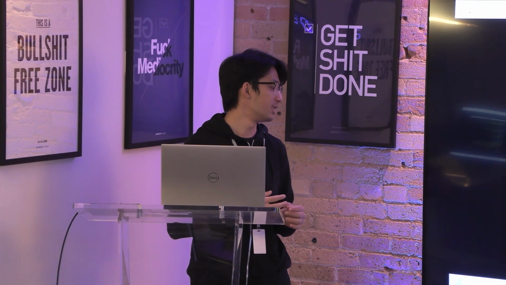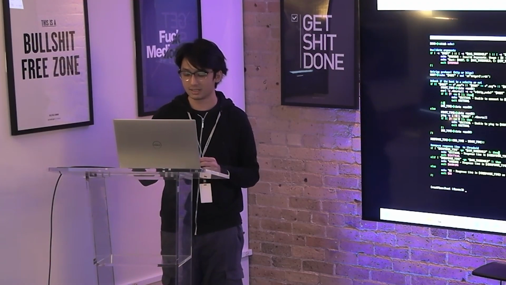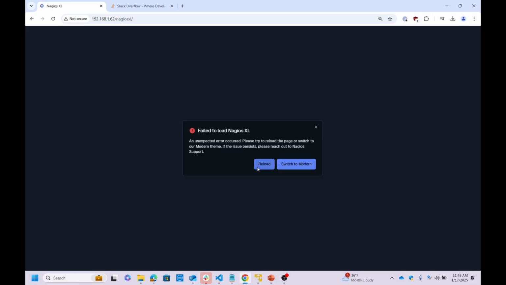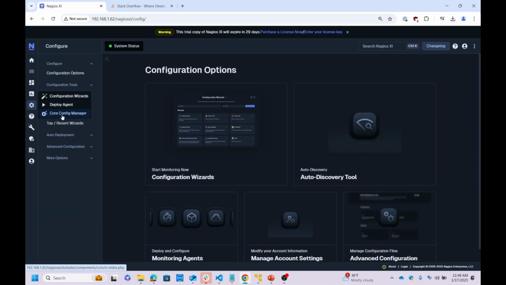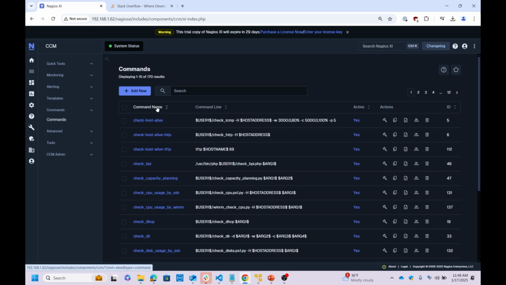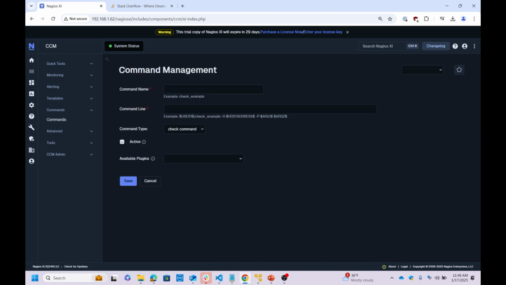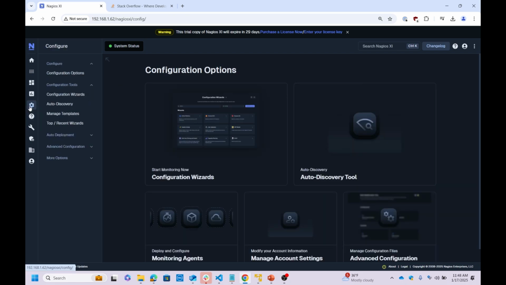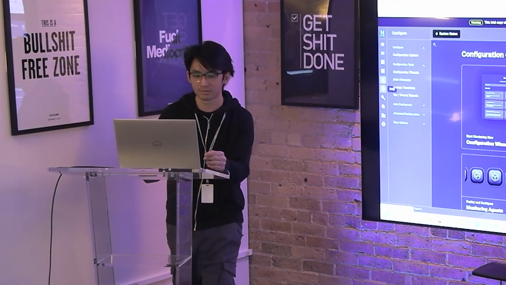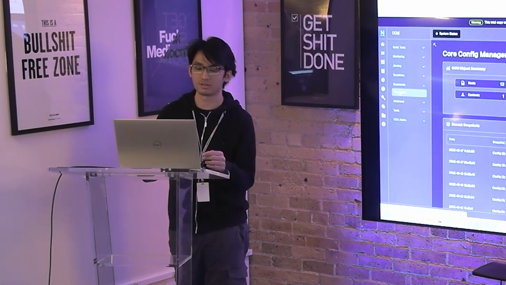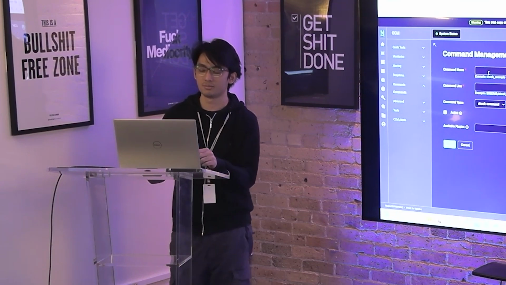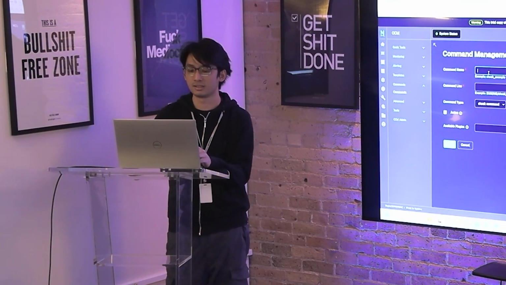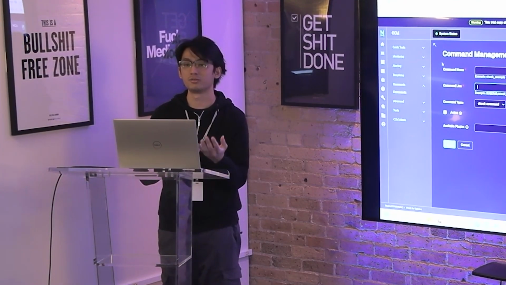Afterward, you can exit by pressing Control X, and then you can go to Nagios XI and add your script or command. I would say go to this path: Core Config Manager, and then go to Commands. When you click the Add New button, you can type in the name of your command and the command line you're going to put in to run the script.